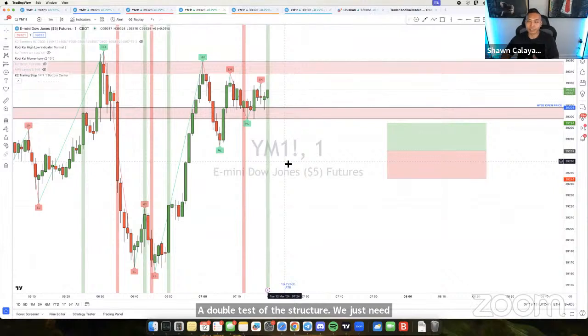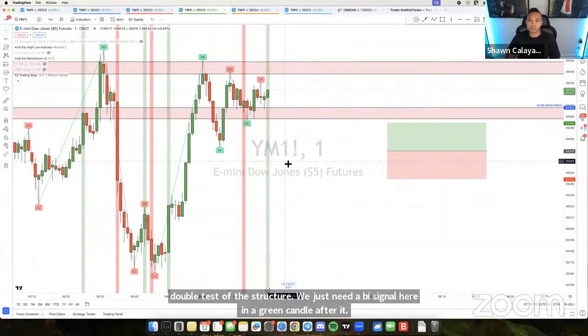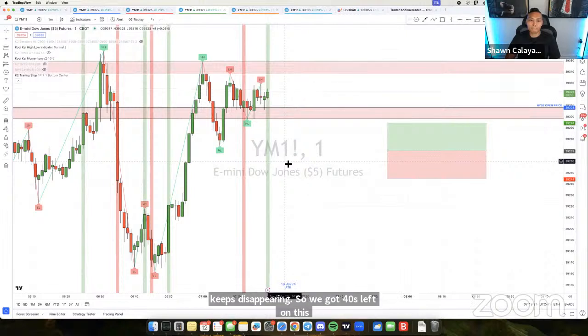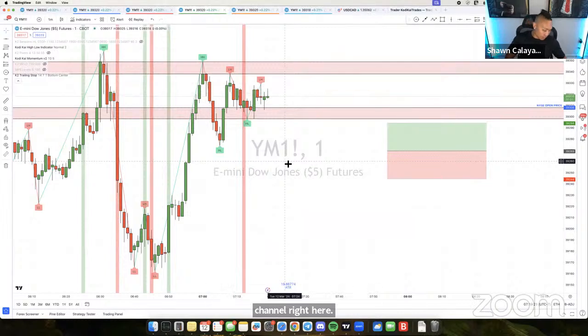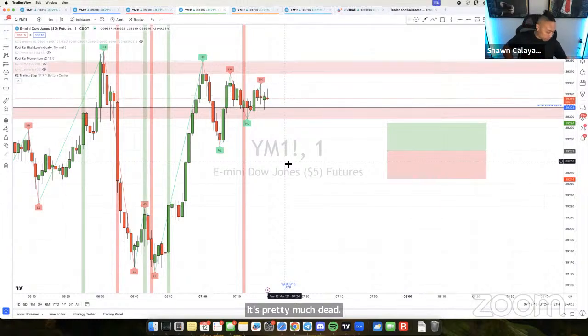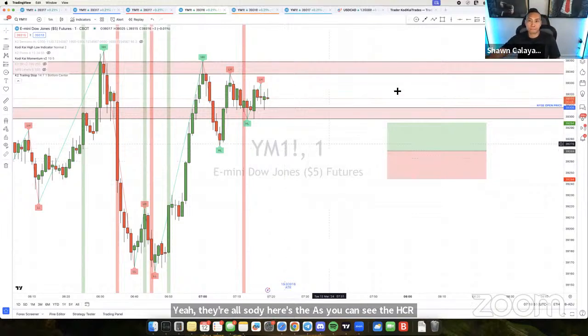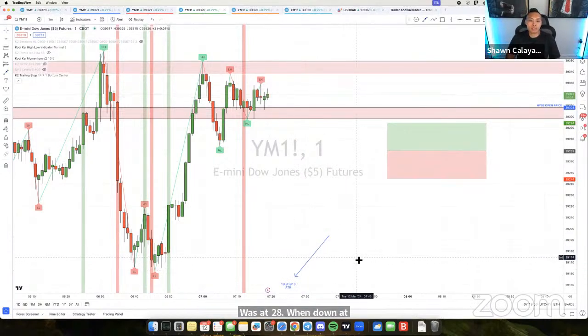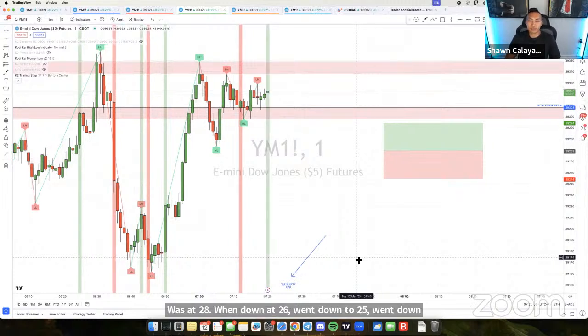Just the volatility is so low right now that it keeps disappearing. So we've got 40 seconds left on this candle right here. It's a lot of time, and the momentum is just not strong enough right now. The volatility is pretty much dead. Yeah, the ATR is dying down. As you can see, the ATR right there was at 28, went down to 26, went down to 25, went down to 20, now 19. Volatility is just not there.